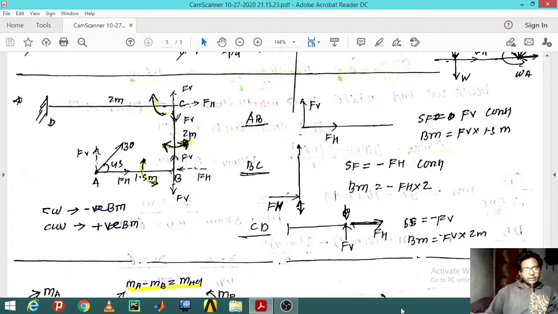So here Fe is going to create the compressive forces in this, and the Fh is going to create the moment in it. That's why the magnitude of the moment is going to be Fh into 2. So it will be different values, and it is going to act in the clockwise direction.